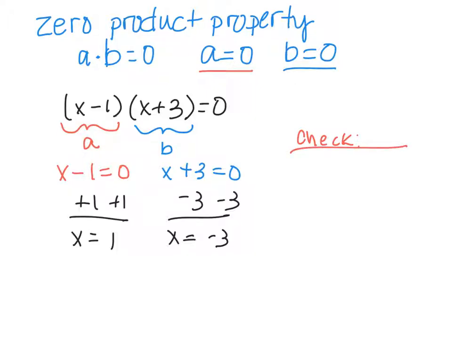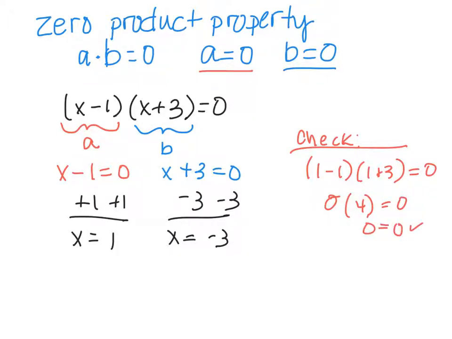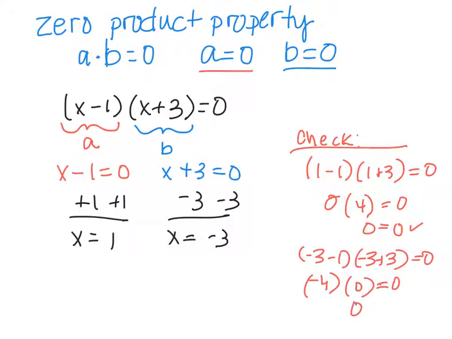I would take x equals 1 and substitute it in. So 1 minus 1 times 1 plus 3, does that give me 0? 1 minus 1 is 0. 1 plus 3 is 4. So 0 times 4 is 0. I know that works. And I could do the same thing with negative 3. If I check negative 3 minus 1 times negative 3 plus 3 to see if it equals 0, I get negative 4 times 0 equals 0, which we know 0 equals 0. So we know that works.